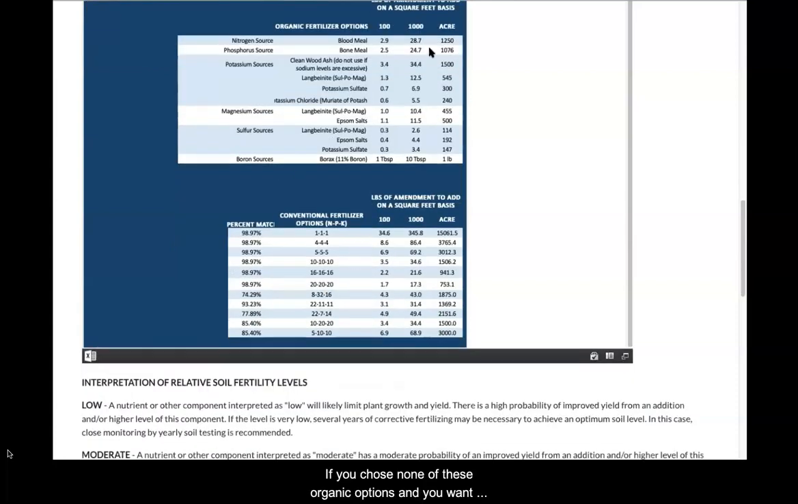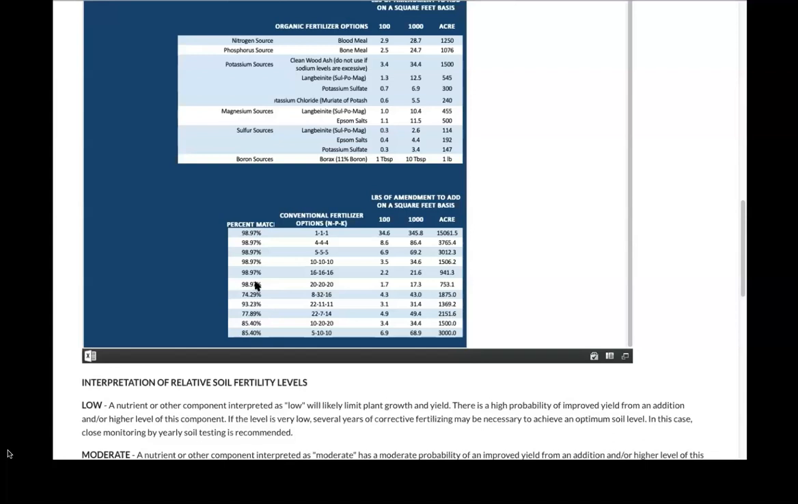If you chose none of these organic options and you wanted to use a conventional fertilizer, you would just go over here and look at your percent match. Looking at this, we can see that actually an equal ratio of nitrogen, phosphorus, and potassium is going to be our best choice at nearly 99%.